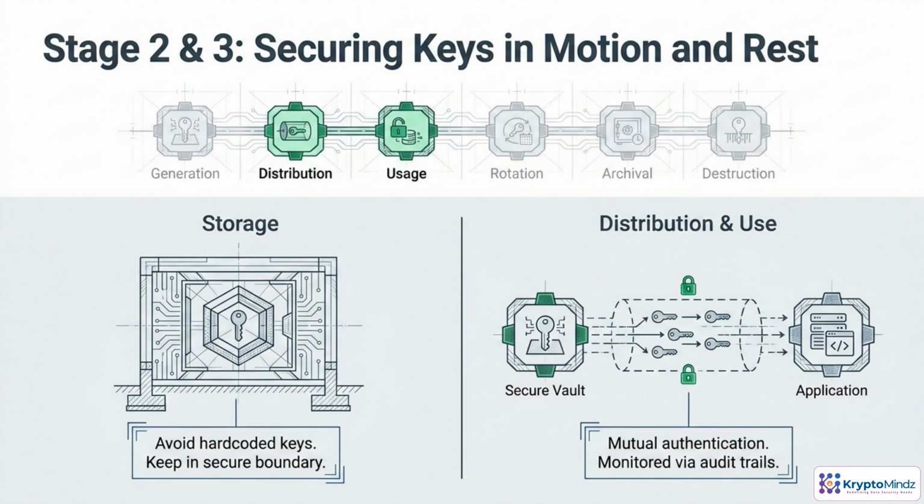Once keys exist, the priority is keeping them safe at rest and in motion. At rest, avoid hard-coding keys in application code or config files. Keys should live inside a secure boundary, such as an HSM or dedicated key vault, and applications only get references or wrapped keys, never the raw master keys. For distribution and usage, protect every channel with strong encryption and mutual authentication, and log each key operation. Those audit trails later prove who used which key and when.